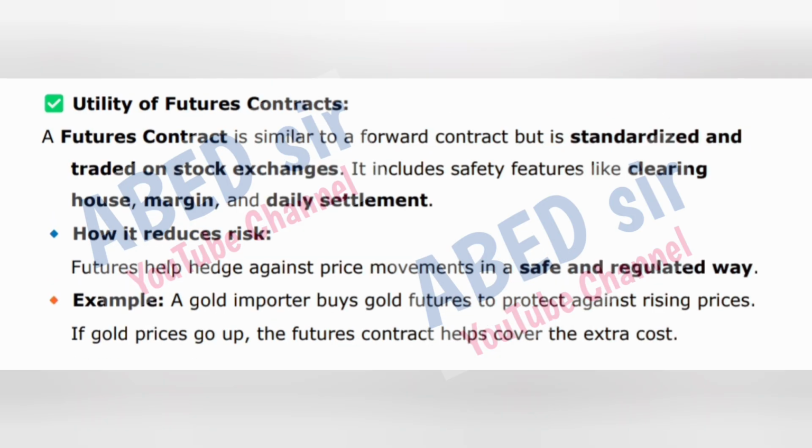Utility of futures contracts. A futures contract is similar to a forward contract but is standardized and traded on stock exchanges. It includes safety features like clearing house, margin, and daily settlement. How it reduces risk. Futures help hedge against price movements in a safe and regulated way. Example, a gold importer buys gold futures to protect against rising prices. If gold prices go up, the futures contract helps cover the extra cost.